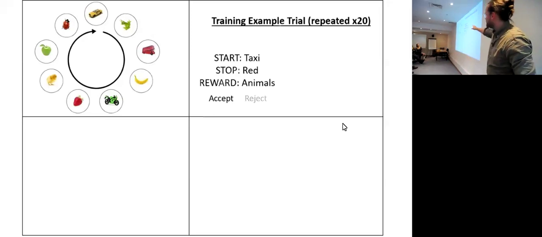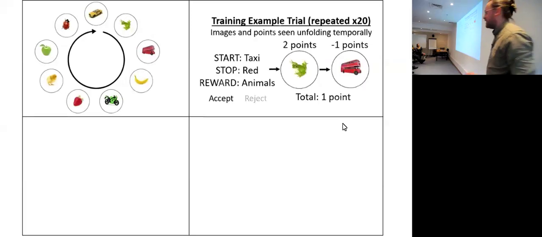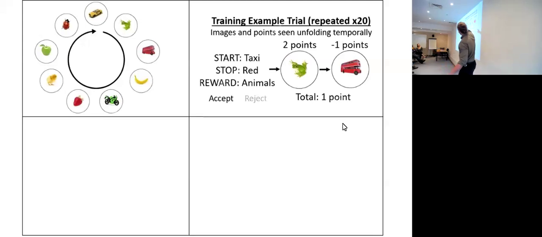But whether you choose accept or reject, you're now going to see a sequence playing out. Assuming that you stay on the taxi, you're next going to move to the frog, and then to the bus, and then the trial's going to end. That's the trial. When you hit the frog, because animals are currently rewarded, you're going to get 2 points, and when you get the bus, you're going to get -1 point.